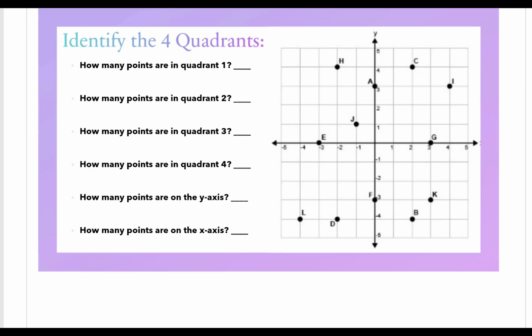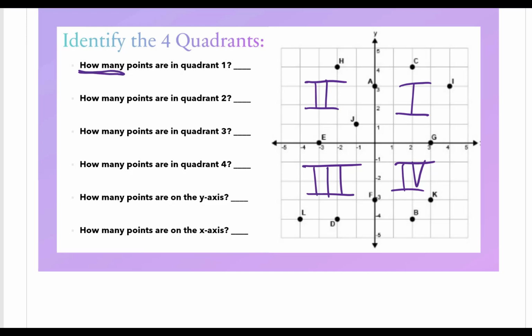Next, we are going to practice identifying the 4 quadrants. So necesitamos practicar identificando los 4 cuadrantes. So this is quadrant 1, this is quadrant 2, this is quadrant 3, and this is quadrant 4. Now let's practice the questions. So, hay 4 cuadrantes, 1, 2, 3 y 4, y ahora podemos practicar las preguntas. How many significa cuántos. Points significa puntos.